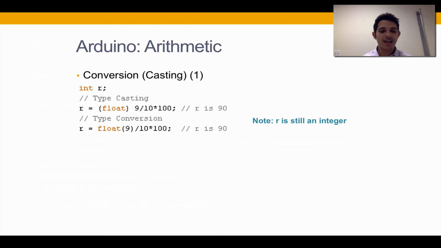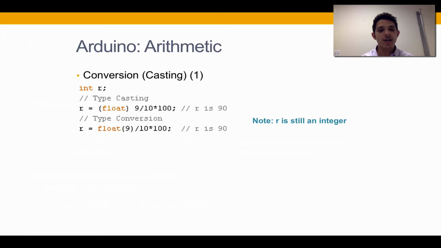A similar concept is type conversion. Here, what I'm going to do is convert 9 into a float. That's what float parentheses 9 means. So now the Arduino conceptualizes 9 as a floating variable, and then all the arithmetic that it does on it will be a float type.